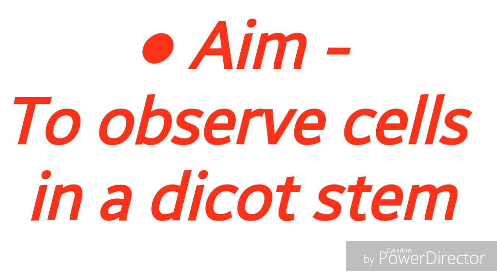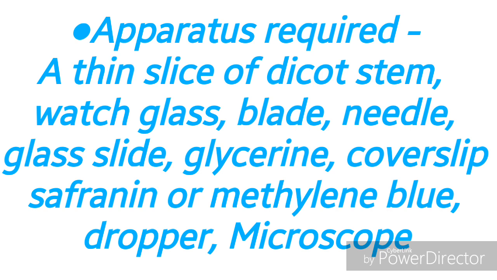Students, now we will move on to the next practical observation, to observe cells in a dicot stem. You know, stem is an important organ in a plant body. It is a vegetative organ, just like root and leaf. The stem contains different types of tissues. To observe that, the apparatus required are a thin slice of dicot stem, watch glass, blade, needle, glass slide, glycerin, cover slip, safranin or methylene blue dyes, dropper, microscope.